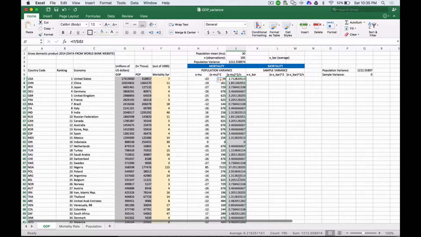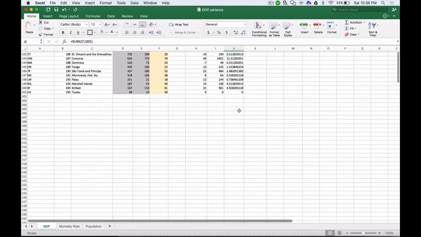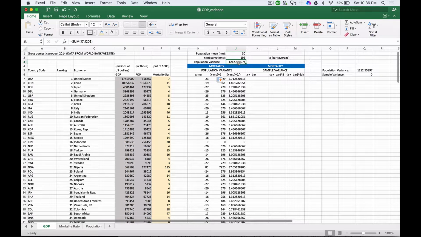We end up with all of these numbers, which are all positive, and when we add them up, we end up with this number. So we've added the sum formula up here, J7 through J201, which gives us all of the values down through here. At this point, we have all of the values, and our population variance is 1212. Now we're going to look at the sample variance.